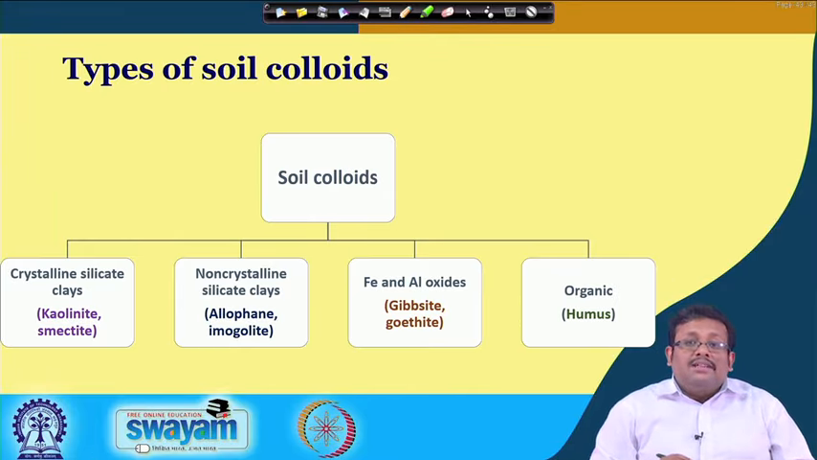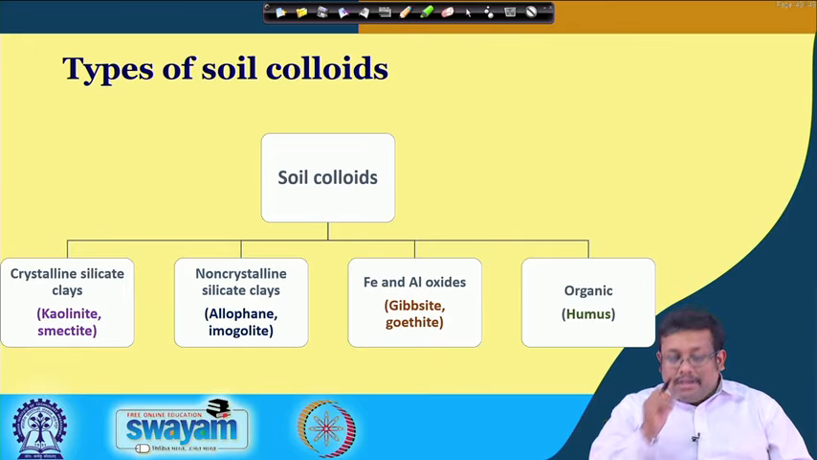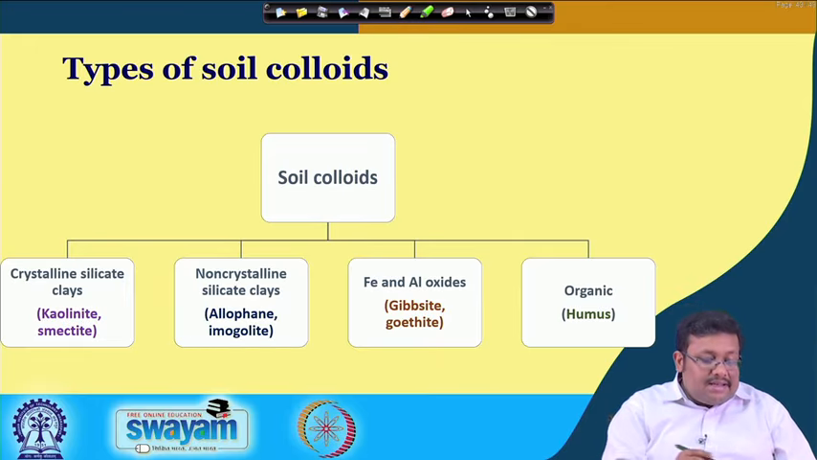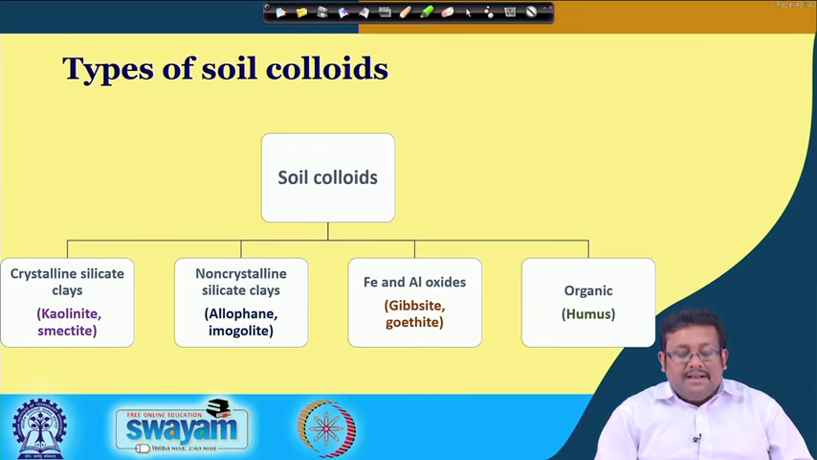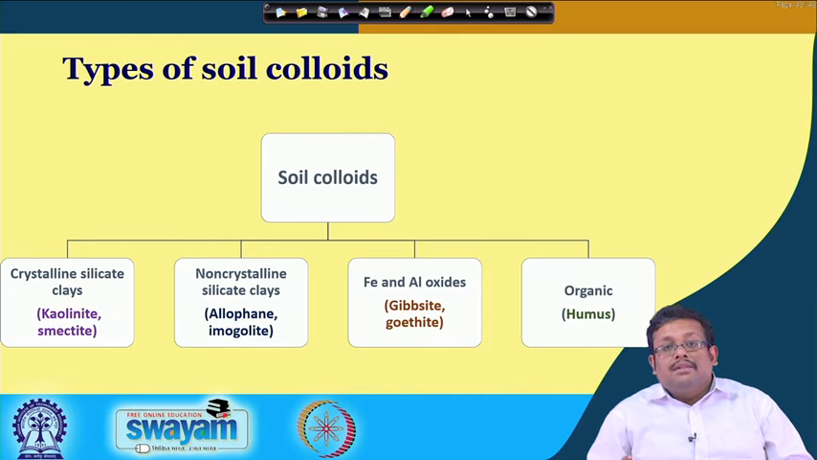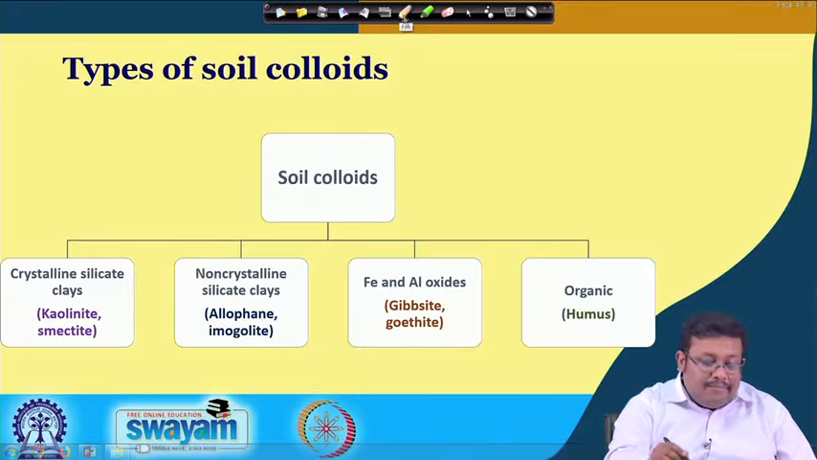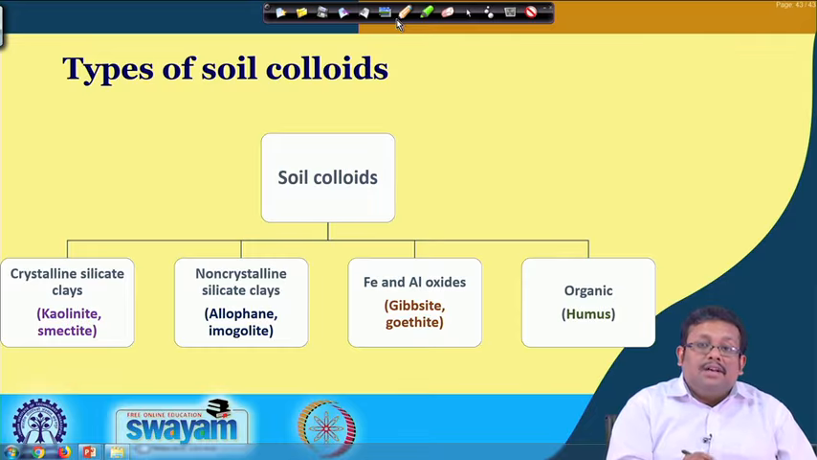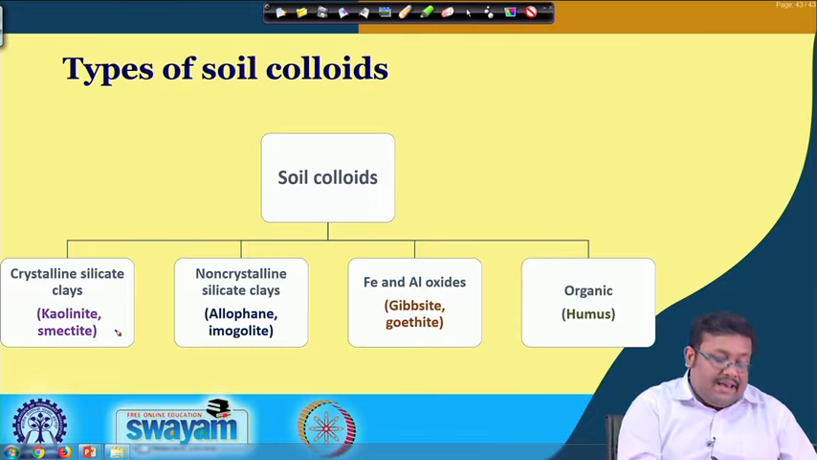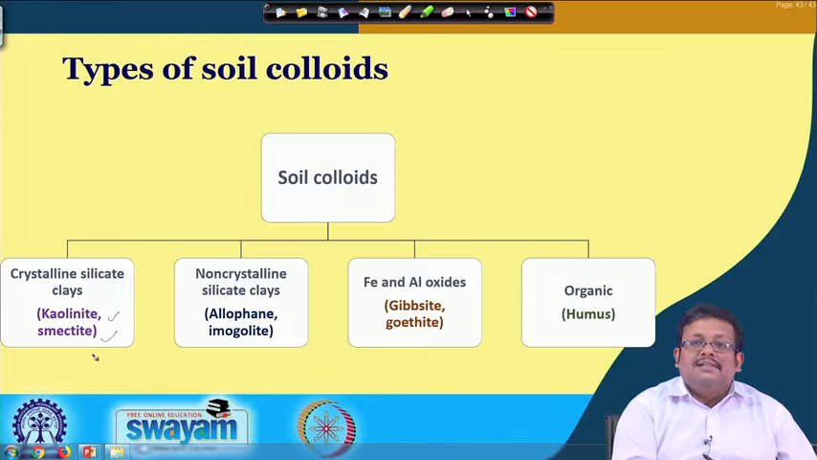Well, soil colloids can be differentiated into 4 major groups. One is crystalline silicate clays, another is non-crystalline silicate clays, then iron and aluminum oxides, and finally organic colloids or humus. So, the crystalline silicate clay is basically composed of clay minerals like kaolinite and smectite. We will discuss their structure and properties later on.